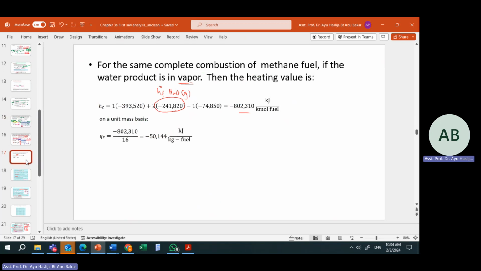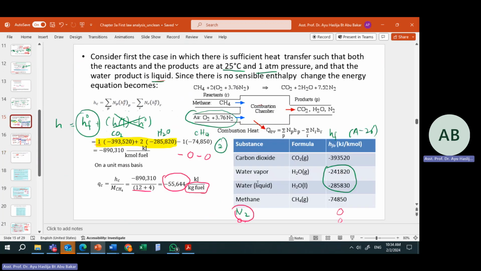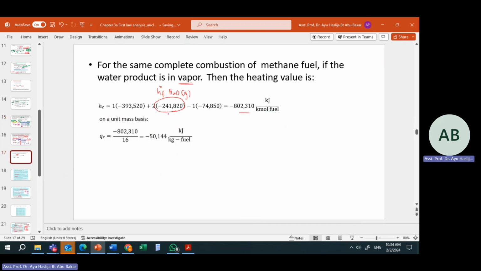Okay, so just now we assumed water in liquid form, and this much energy is produced. But if we assume water in vapor form, the HF used is different. So the heat produced is a bit different. The Q per kg fuel is also a bit different.